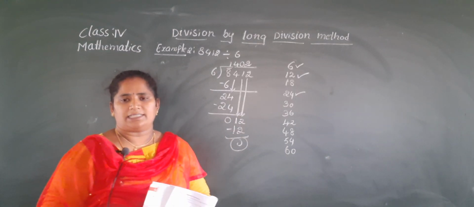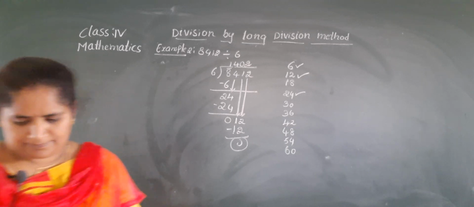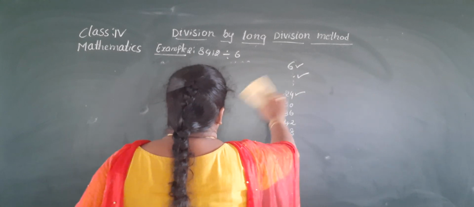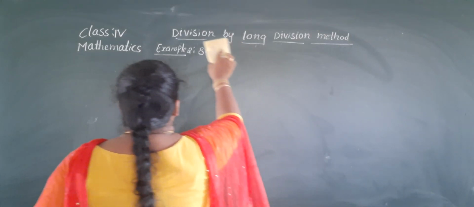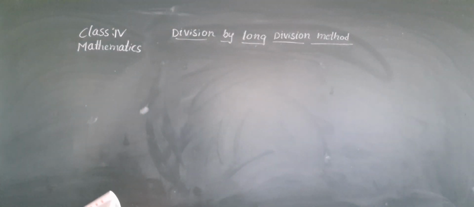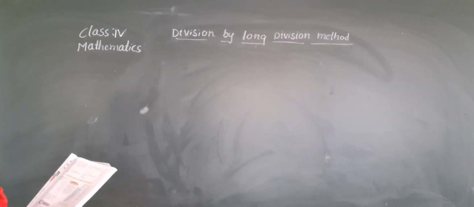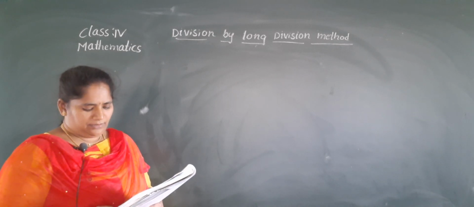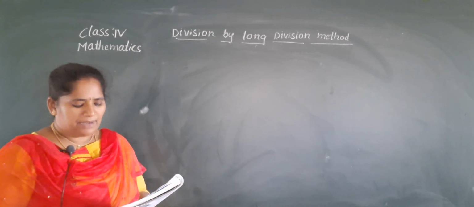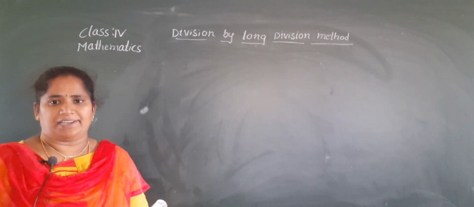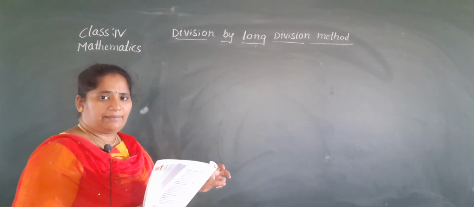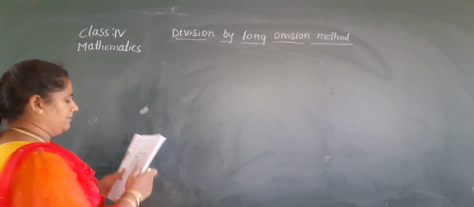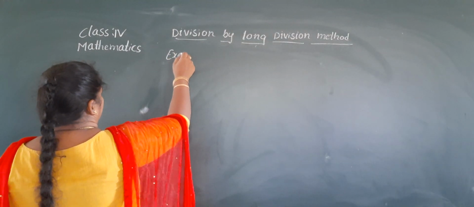Okay? I will explain with one more example. Example 3. And one more important point is here, the remainder is always smaller than the divisor. So here what we get as the remainder, that one is always smaller than the divisor. Now I will explain Example 3.